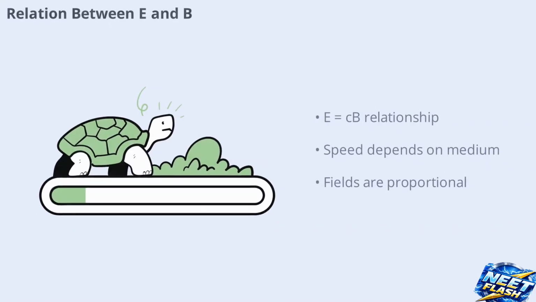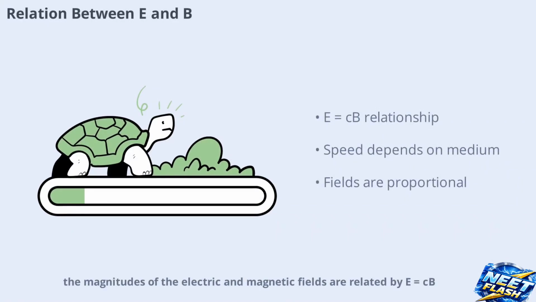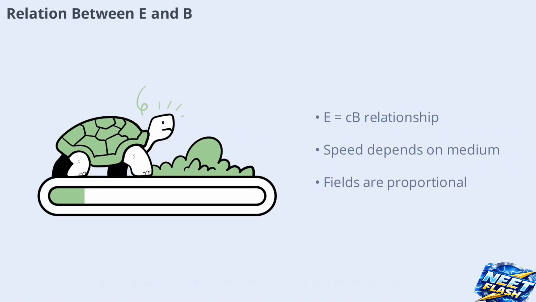In electromagnetic waves, the magnitudes of the electric and magnetic fields are related by E = cB, where c is the speed of light in vacuum. This relationship ensures that the fields are always proportional and in phase. In different media, the speed of electromagnetic waves changes depending on the medium's permittivity and permeability, affecting the refractive index.